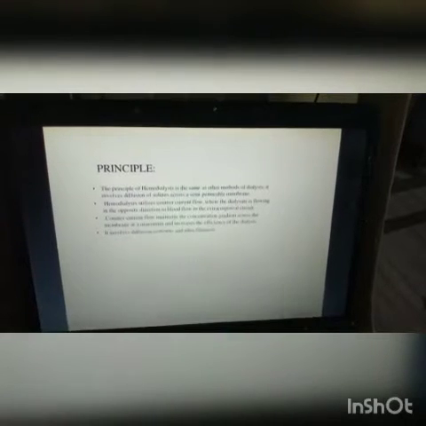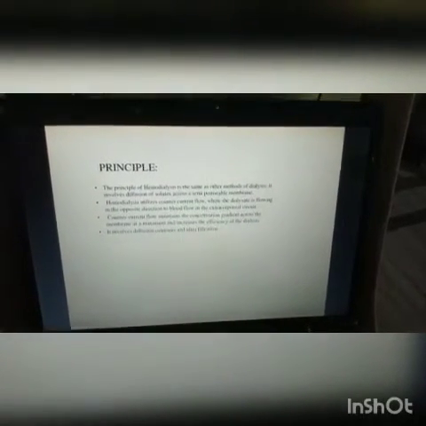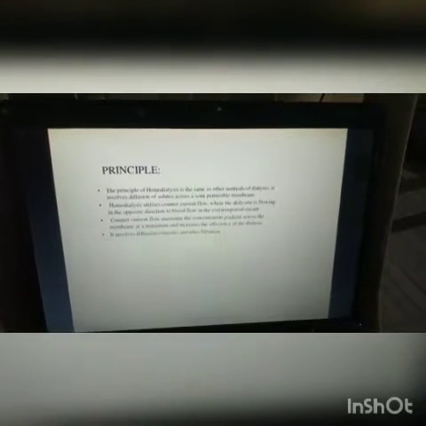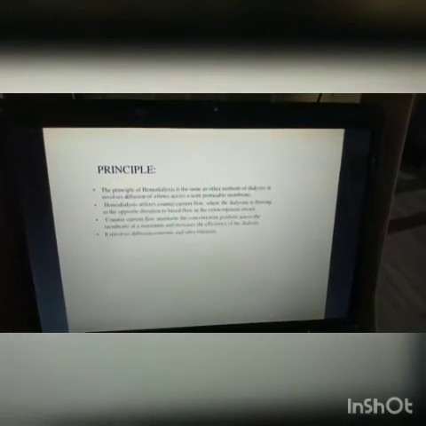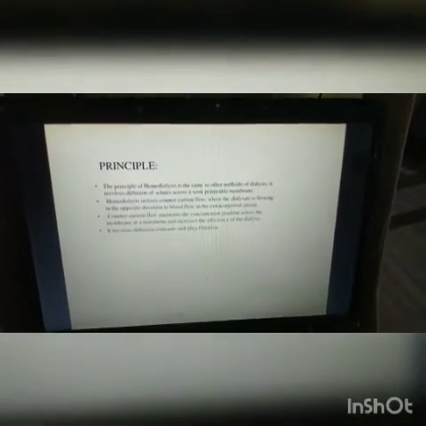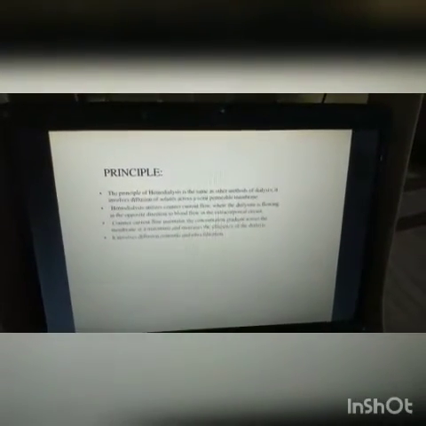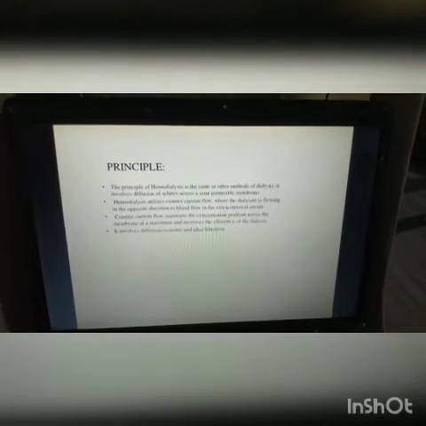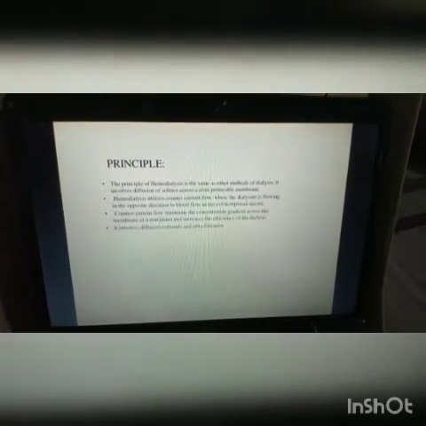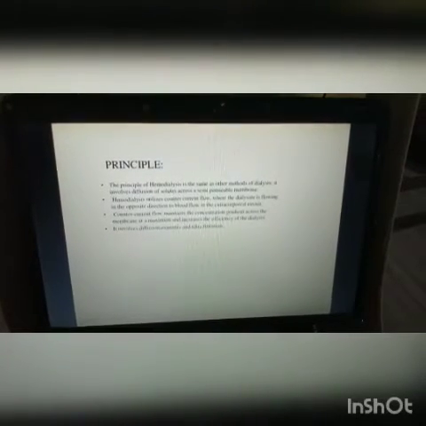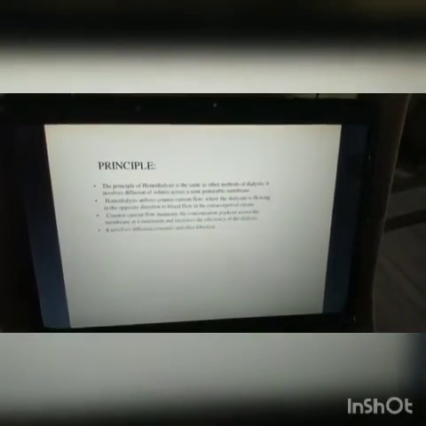Next, the principle of the dialysis machine: how it works and which principle it follows. The main principle of hemodialysis involves diffusion of the solutes across the semi-permeable membrane. It involves diffusion, osmosis, and ultrafiltration methods in the dialysis machine.